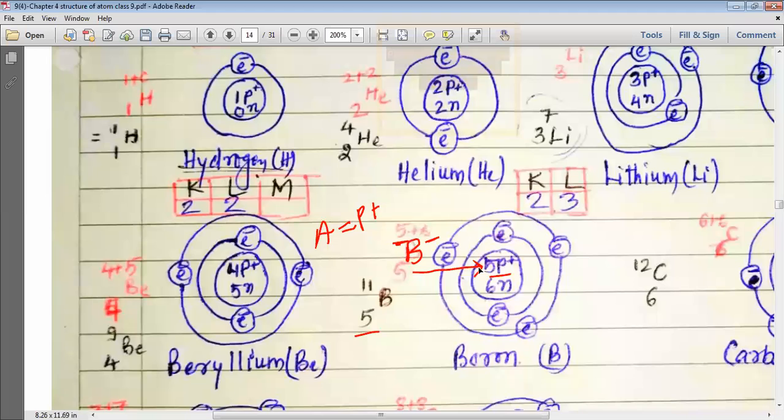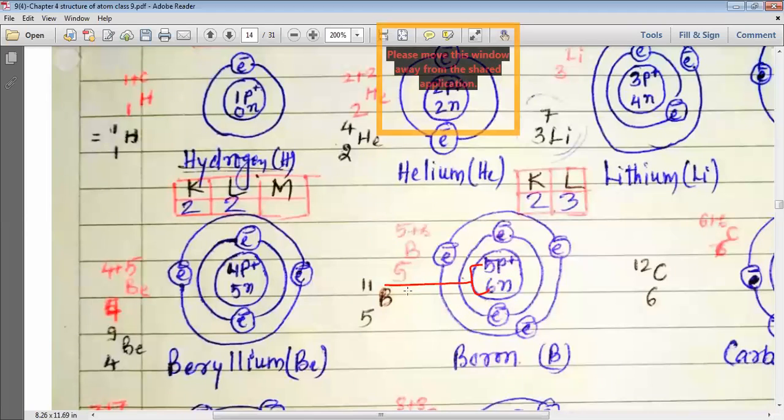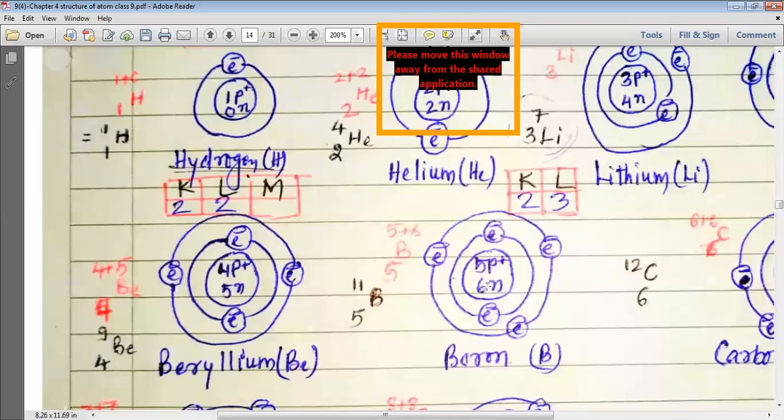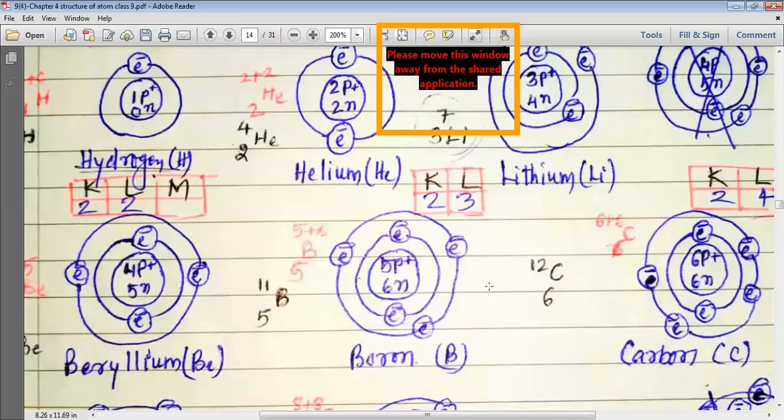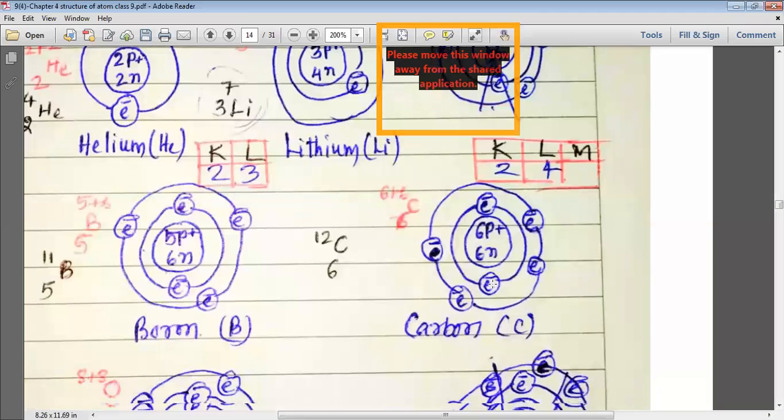My dear students, this 5 plus 6 totally gives us 11, and that is why the atomic mass number is 11. And this is how we represent boron as 5B11. So, my dear students, this is the way of representing boron. Now, my dear students, we want to study about carbon.